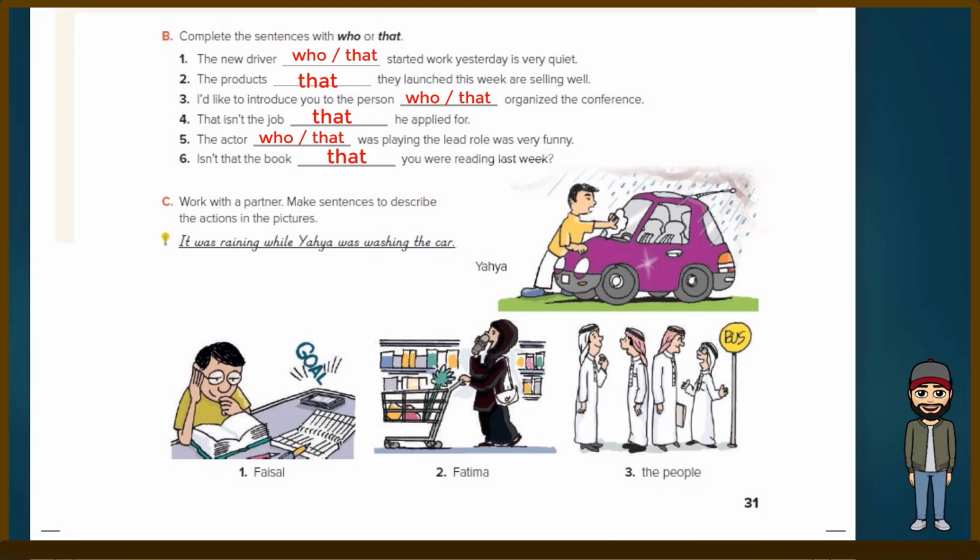C, question C. Work with a partner. Make sentences to describe the actions in the pictures. For example: It was raining while Yahya was washing the car. Okay?